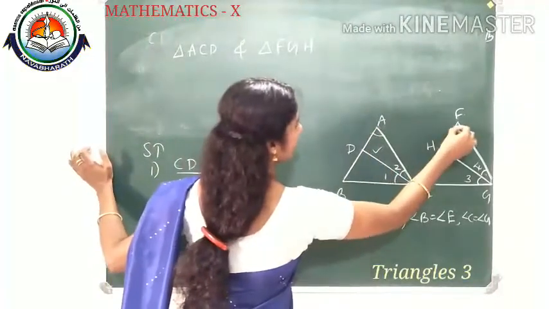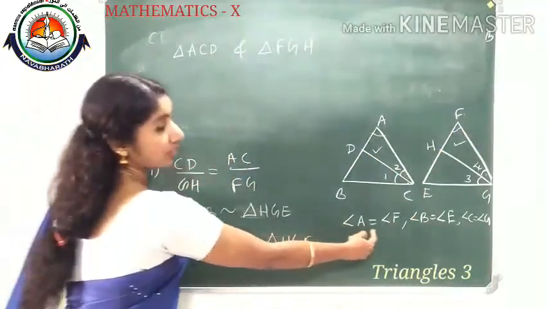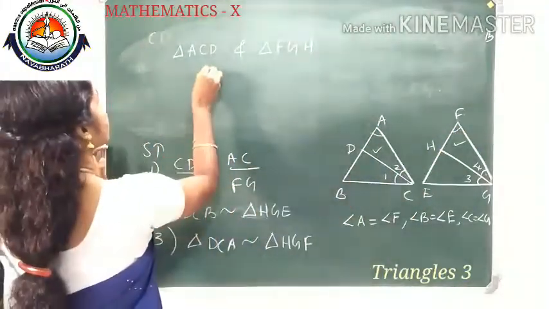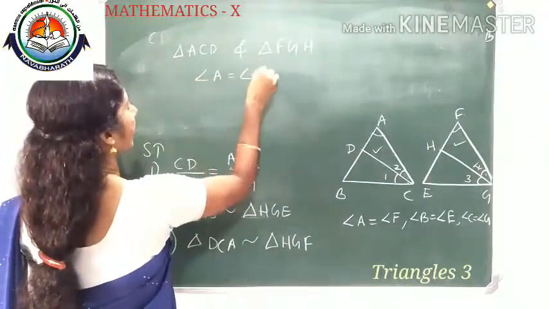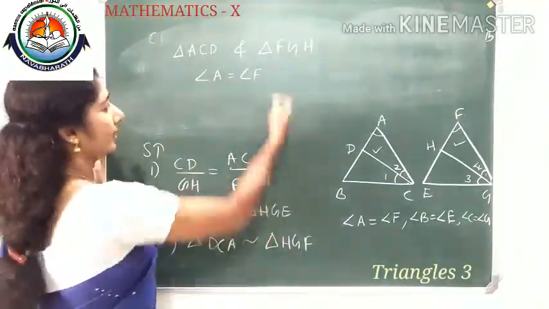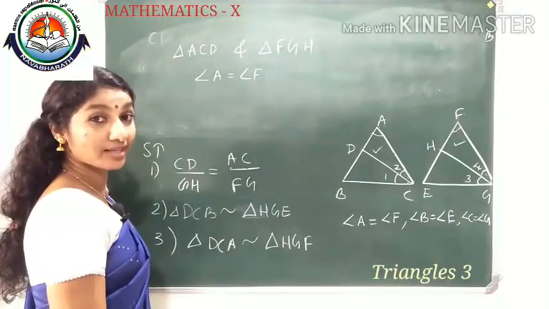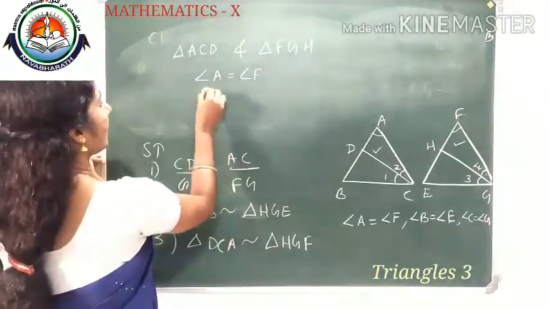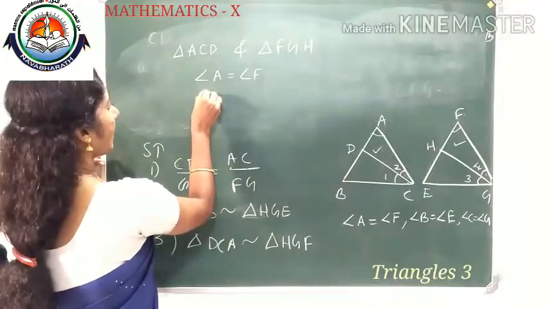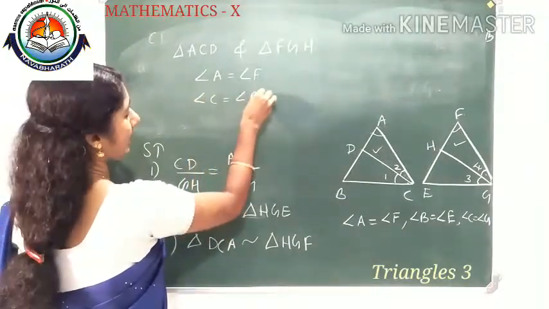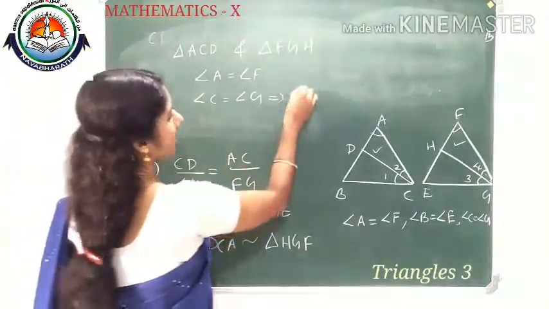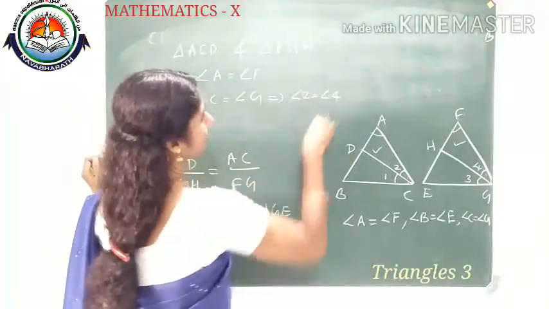These two angles are equal. See, angle A equal to angle F since they are similar triangles. So angle A equal to angle F. In brackets you can write the reason: similar triangles, corresponding angles are equal. And one more piece of information, angle C is equal to angle G, which implies angle 2 is equal to angle 4.